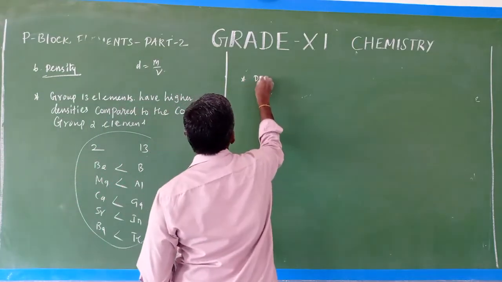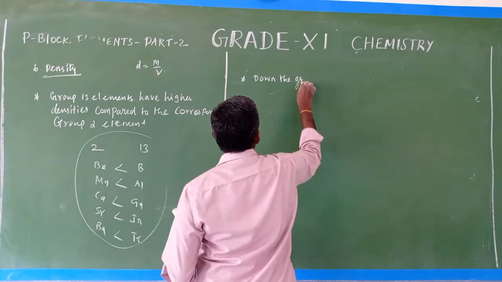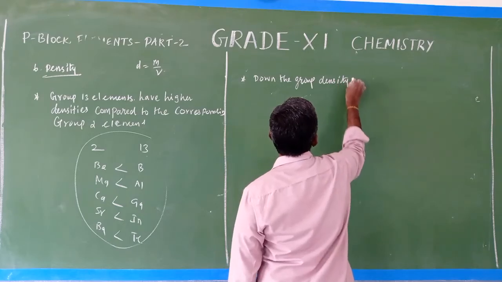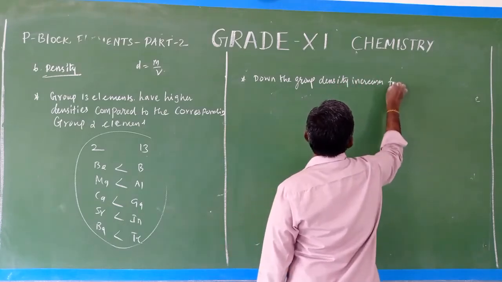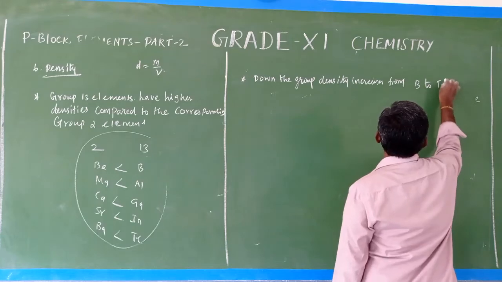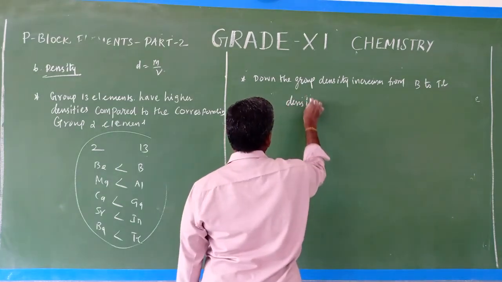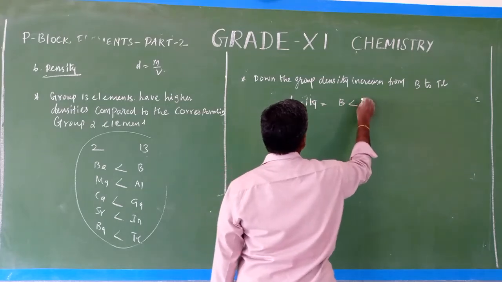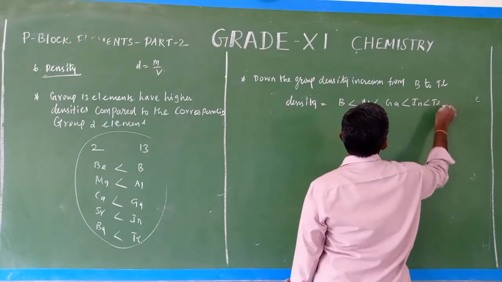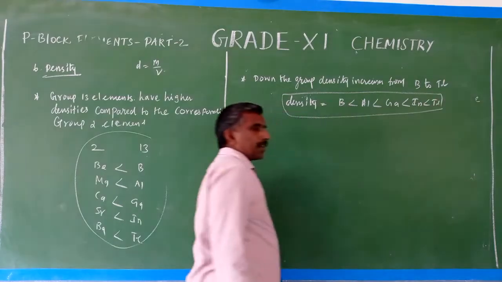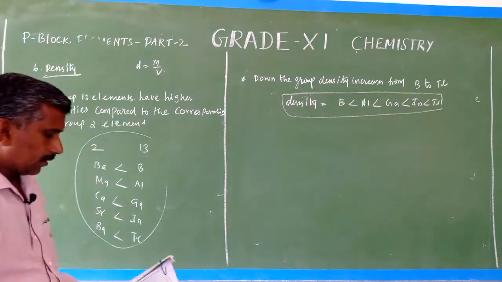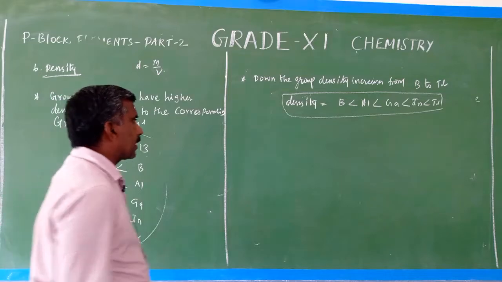Next, down the groups. Down the groups density increases from boron to thallium: boron, aluminum, gallium, indium, thallium. The reason is that mass increases. That's all for down the groups. Okay. Now the seventh property, melting and boiling point.